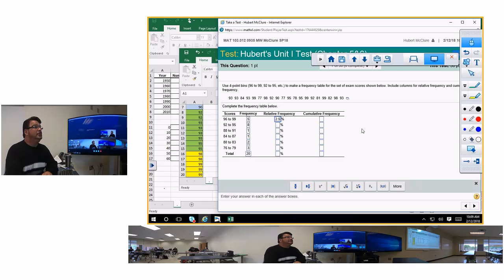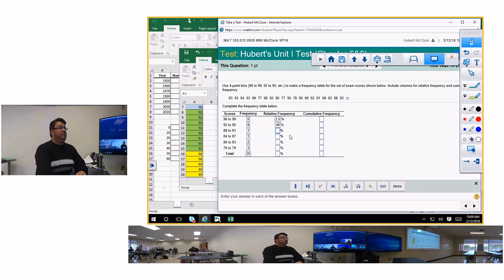Eight divided by 20 is 40. Huh? I think it's 40, right? I've been doing my decimal wrong in my head. 1 over 20 would be 0.05 or 5. 1 over 20 would be 0.5 over 10, be 0.05, which would be 5.